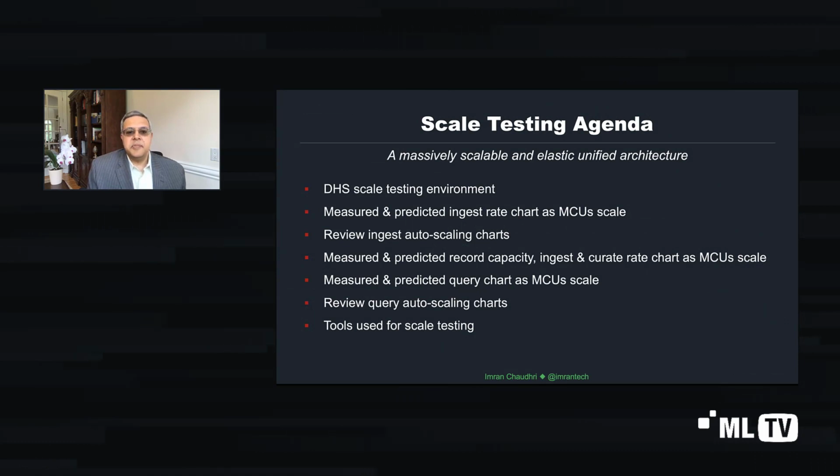From an agenda perspective, the first thing we'll do is cover the scale testing environment. Then we'll look at ingestion rates and autoscaling of the ingestion subcluster. Then we'll look at capacity, ingestion, and curation rates together. And then we'll look at the query rates and the autoscaling of the query subcluster. Finally, at the end of the results section, Drew will go over the tools that we used to perform the scale testing.